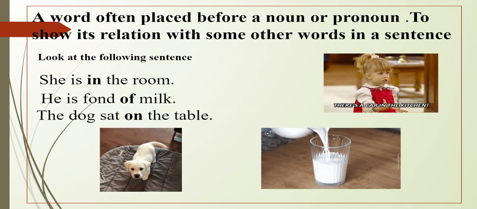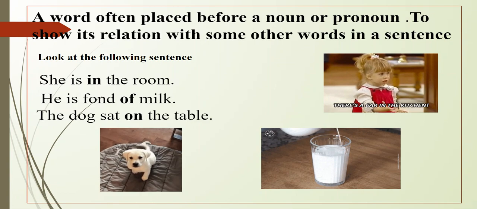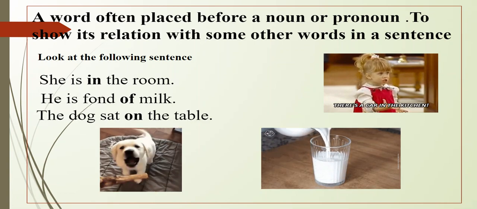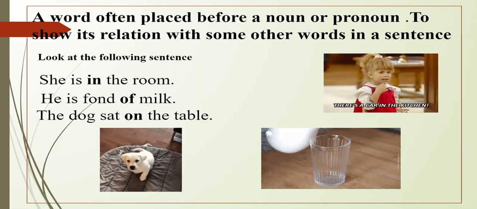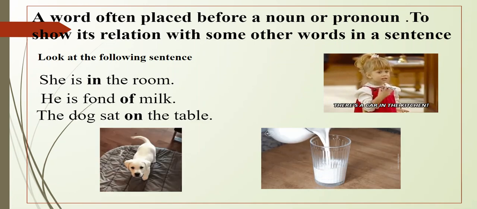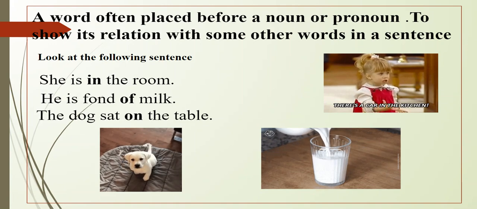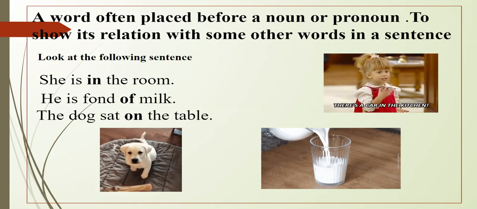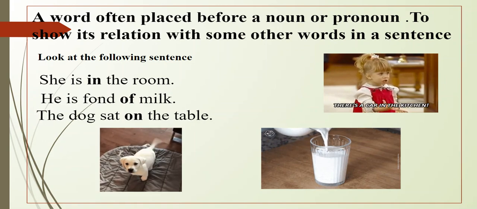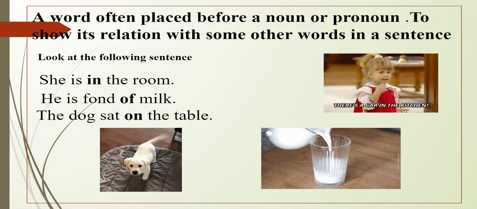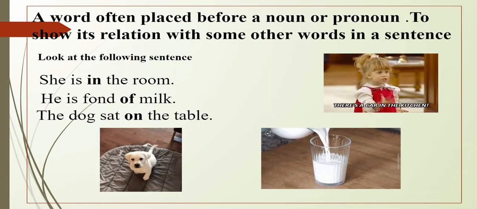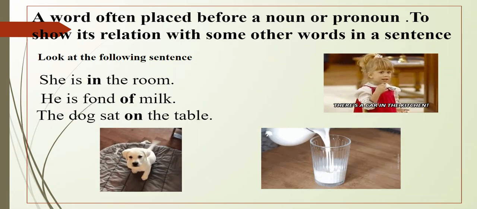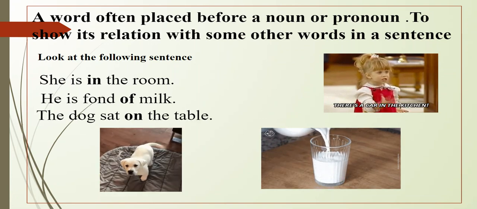Like if we take this example, she is in the room. He is fond of milk. The dog sat on the table. Now, the word on is telling us the relationship between dog and the table. So, on, in, into, between, among, over, all these are prepositions.